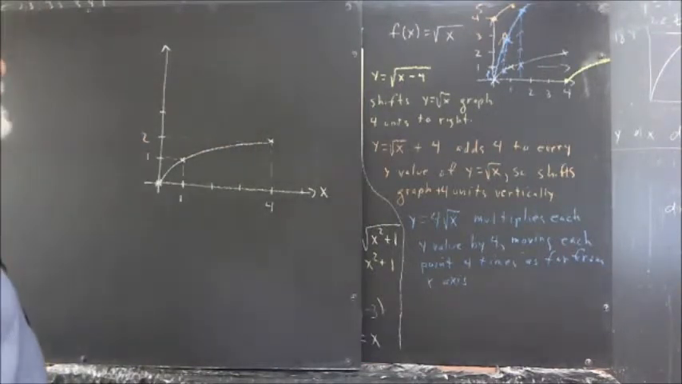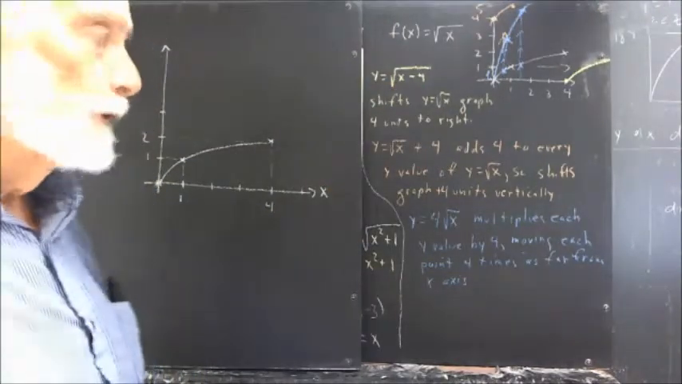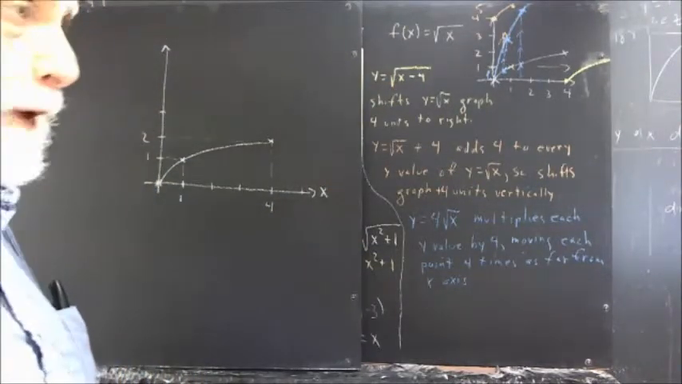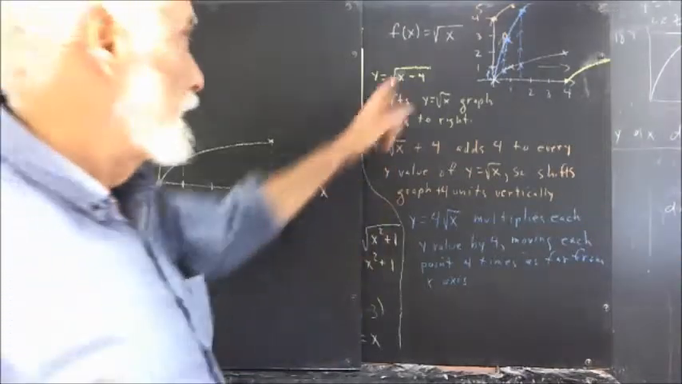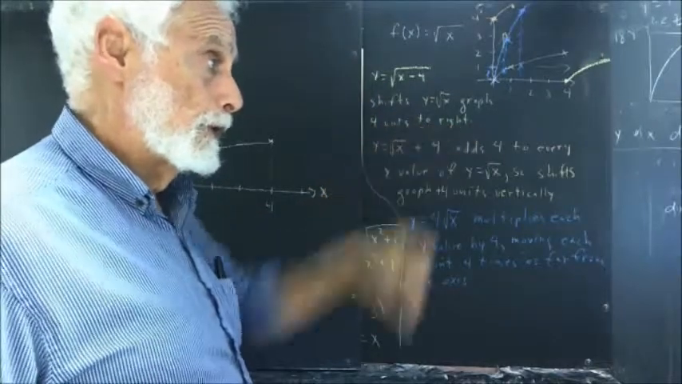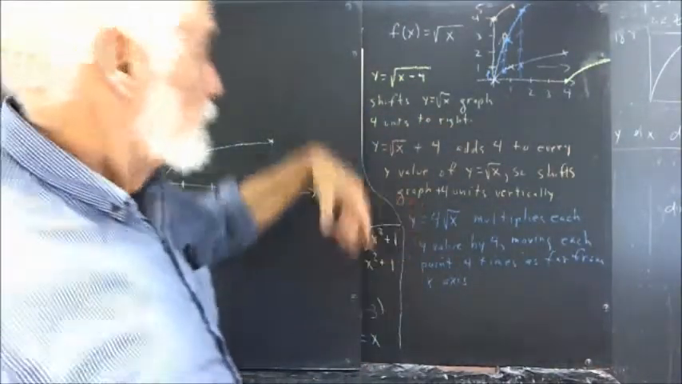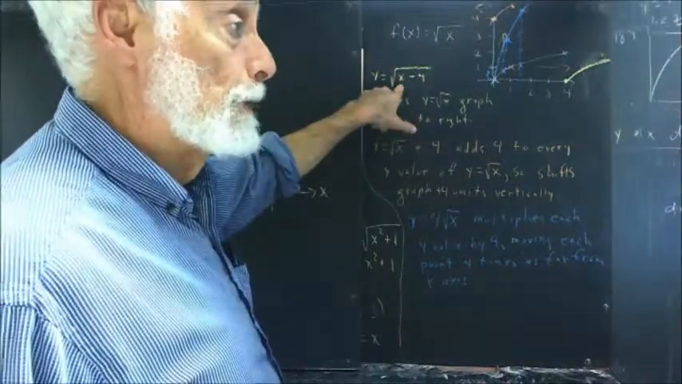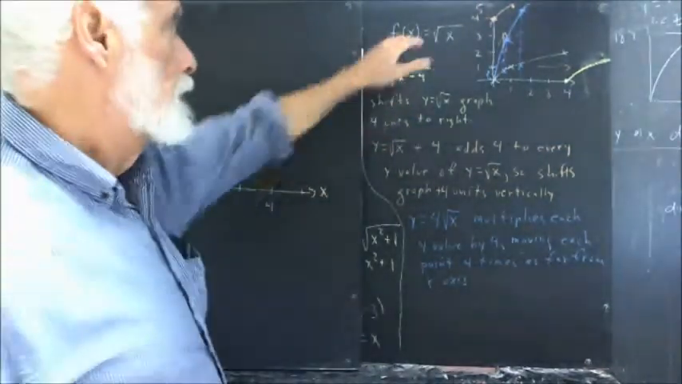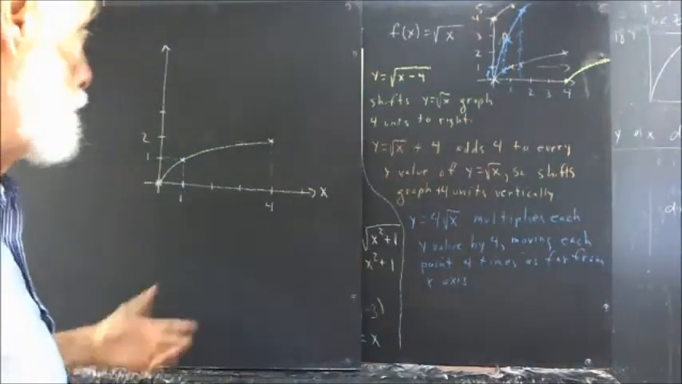Okay. Now we want to construct the graph of y equals square root of x minus 4. Well, there's a rule that says if you replace x here by x minus 4, that shifts the graph 4 units to the right. And there's a simple reason for that. To get the same number, x is going to have to be 4 bigger. So everything that occurs in this graph occurs 4 units over this way on the other.